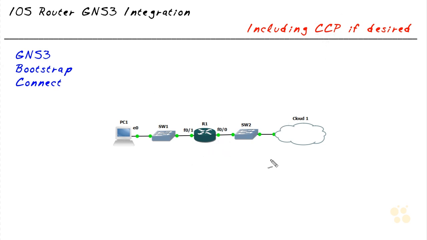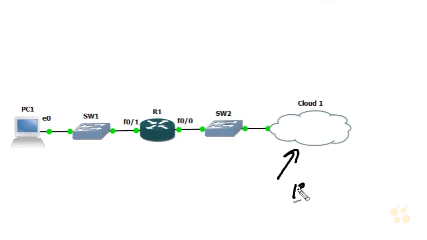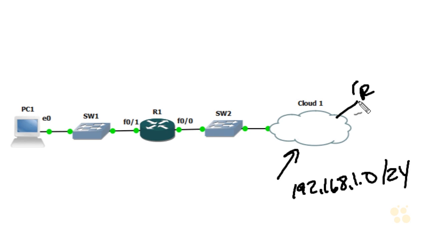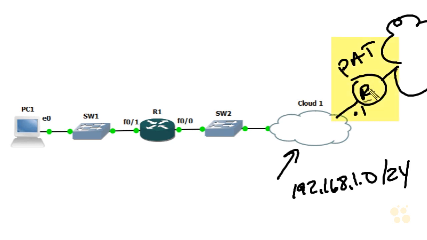So in my lab topology, this cloud represents 192.168.1.0, which is my home network. And on that network, I've got a router that's doing PAT, and the IP address is .1 right here, and that actually goes out to the live internet. This router is also acting as a DHCP server for the 192.168.1 network.